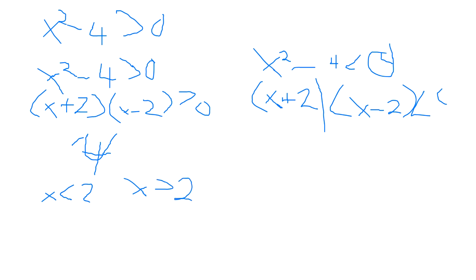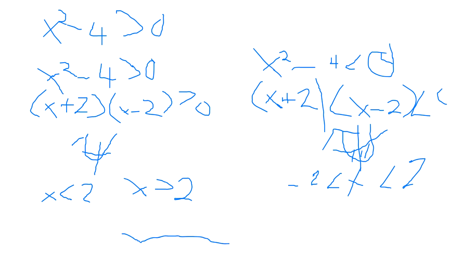Then here, if you draw the number line, it's going to be like this. Then we have the graph like this. And it will be in the middle. Can you see that? It will be in the middle. And it will be x between negative 2 and 2. So now, on the number line, yeah. Any questions?